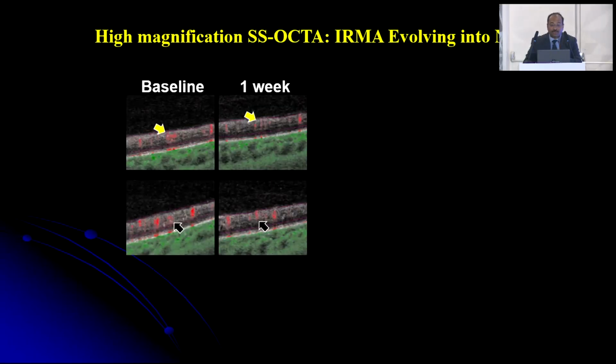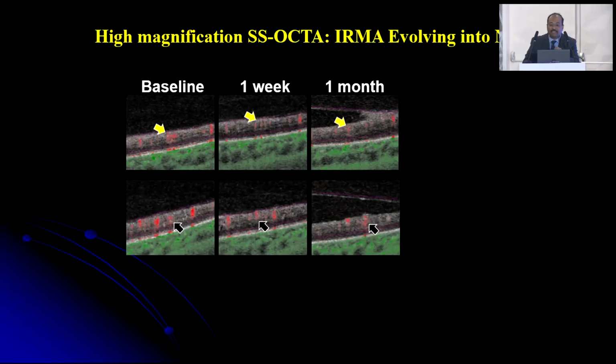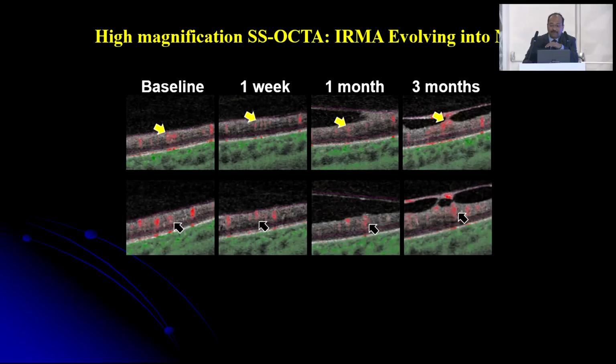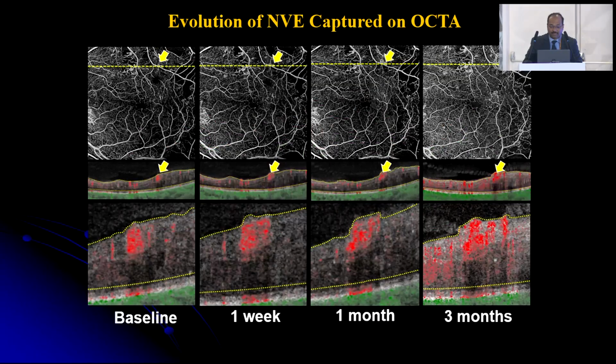So this shows you, also we talked about flow overlay B-scan. You see this high magnification SS OCTA shows an IRMA evolving into a new vessel. You see as that flow overlay becomes more intense and surfaces towards the ILM, you will see it popping up, breaking through the ILM. That's when it becomes a new vessel. This is also showing the evolution of the NV captured from baseline. That flow map signature is going up, getting more intense through baseline to 1 month, and then breaking through at 3 months, and you can see a full-blown NV there.